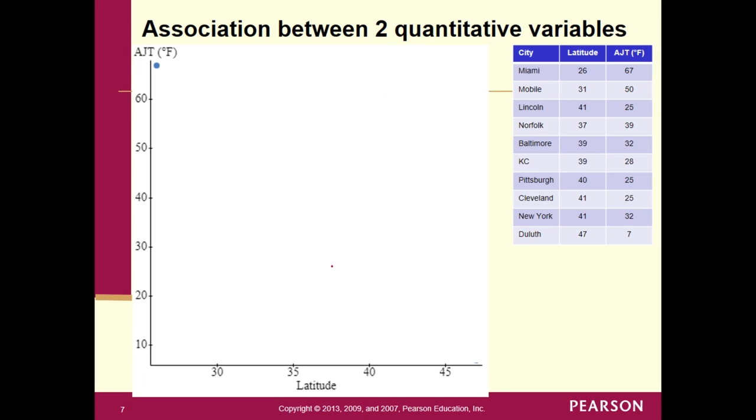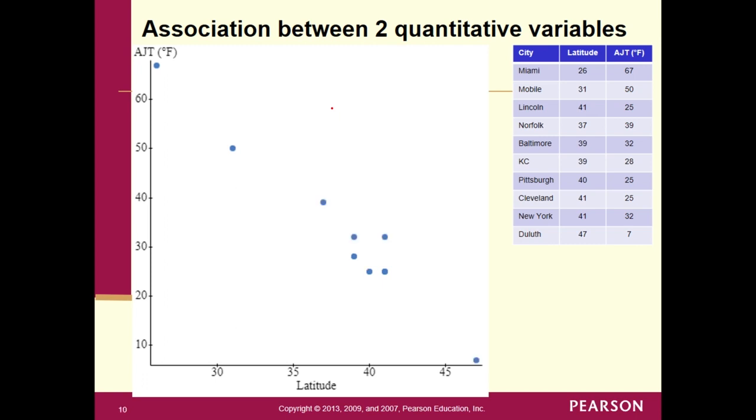We got Mobile, Alabama. We got 31, so 31's right there, and average area temperature is 50. So maybe somewhere around here. I missed a little bit. Right there. And so you go to Lincoln. All right, there's Lincoln, Nebraska. And then we can fill in the rest of them. I think you get the point.